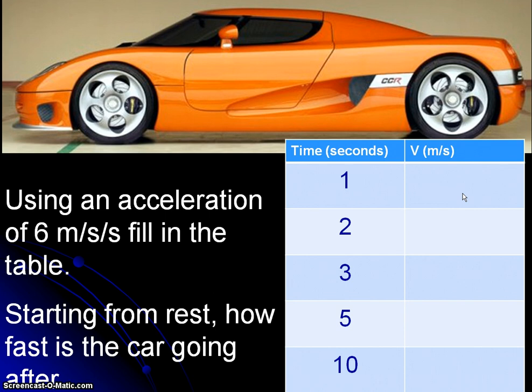All right, so hopefully you paused and worked through this. Here are the answers. After 2 seconds, you'll be traveling at 12 meters per second. After 3 seconds, 18. Why? Because every second, the speed is increasing by 6 meters per second. 5 seconds, 30. 10 seconds, 60 meters per second. 60 meters per second, by the way, is about 120, 130 miles an hour.